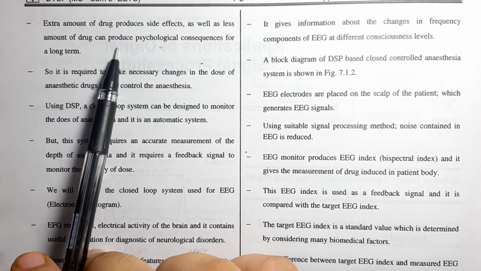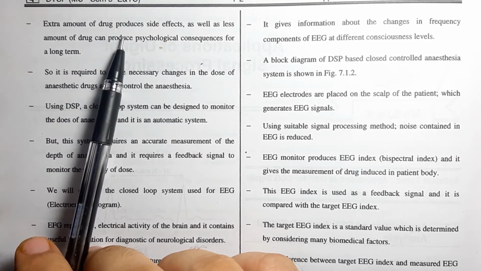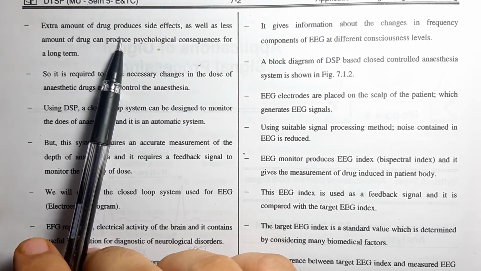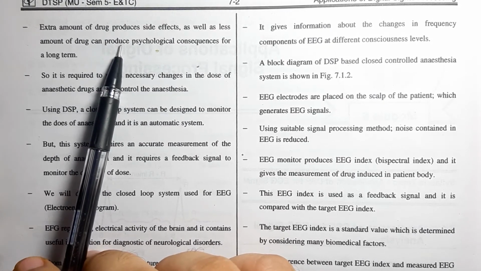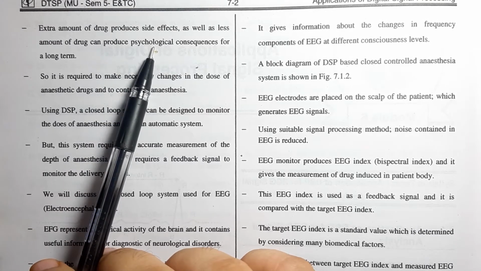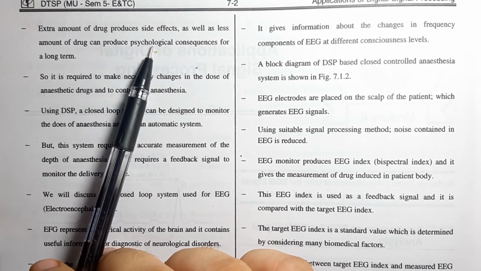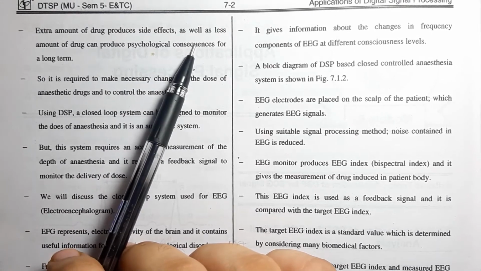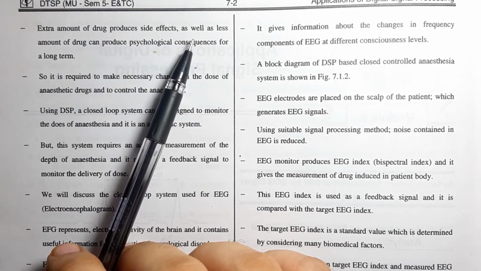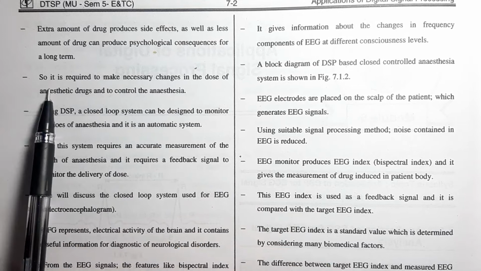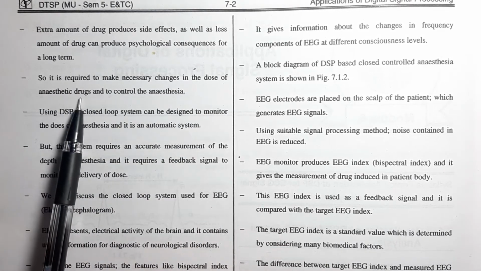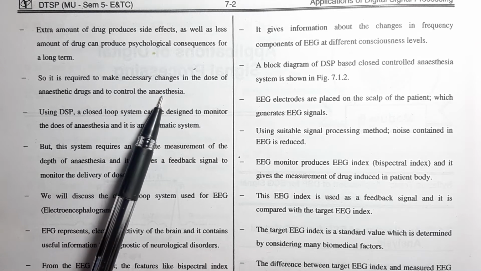In another case, if a person is not completely unconscious while giving anesthesia, he might be conscious and able to see his own operation, which might sometimes remain in his memory and produce some psychological consequences. So we never know. An exact amount of dosage has to be given in the case of anesthesia. So it is required to make necessary changes in the dose of anesthetic drugs and to control the anesthesia.